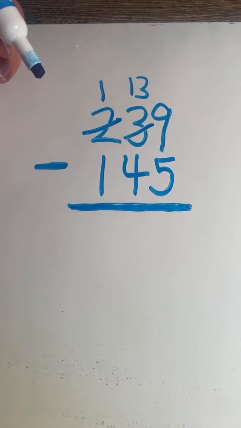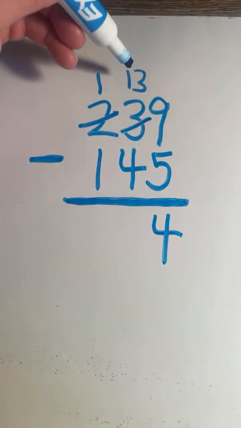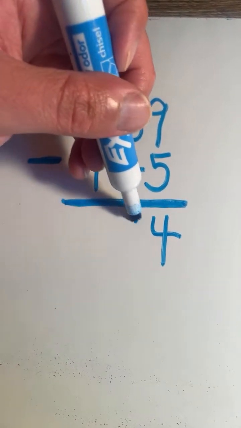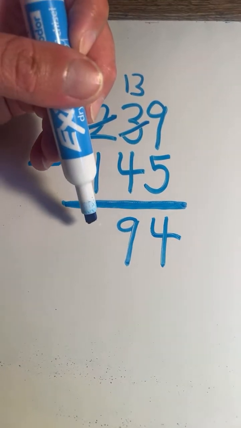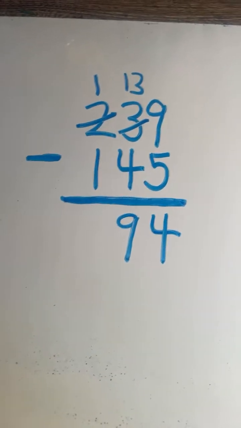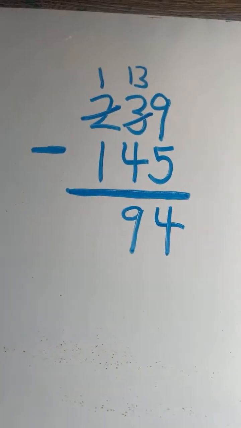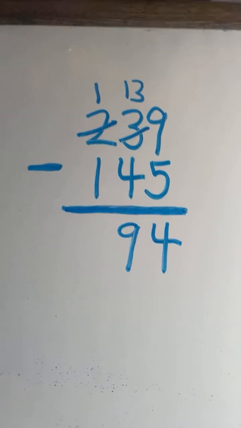And now we are ready to subtract. 9 minus 5 equals 4. 13 minus 4 equals 9. 1 minus 1 equals 0. Whether I put a 0 there or just leave it blank, it won't change the value of the number. 239 minus 145 equals 94.